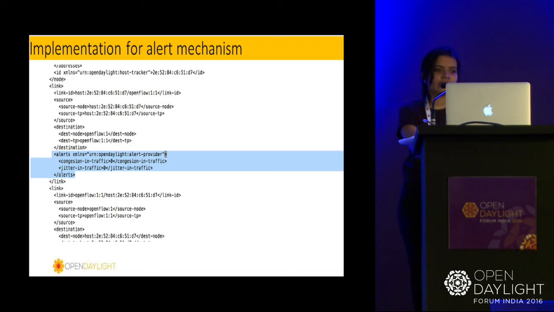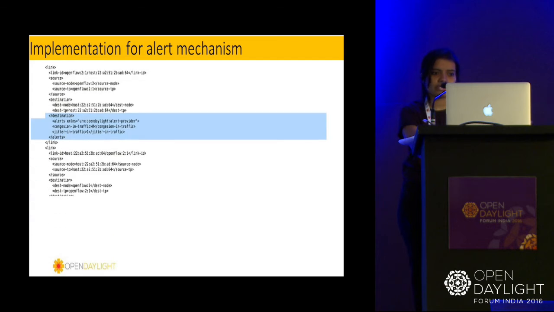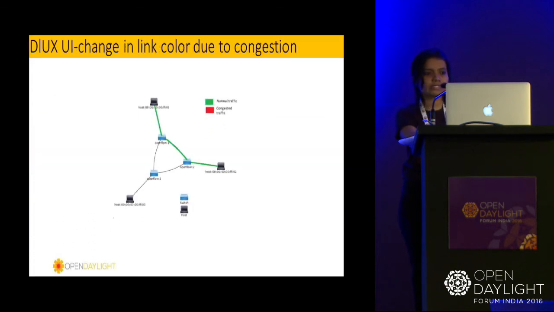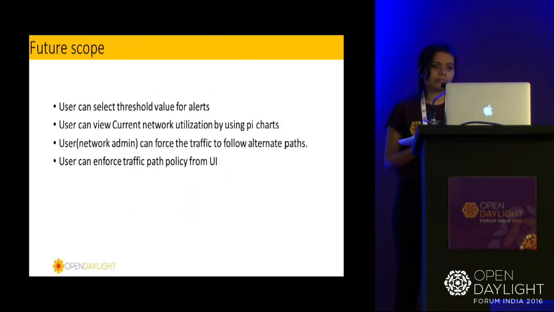Okay, now I will show you how the actual implementation will look in DLUX. You can see here we have two tabs, normal traffic and congested traffic. The user can easily get to know that there is a normal traffic flow in my network. And again, for this link something wrong has happened, so there is some congested traffic. Basically this is all about the use case for the alert mechanism.